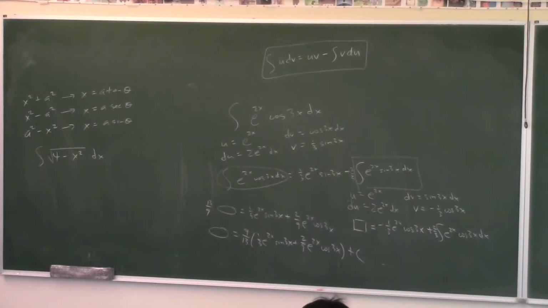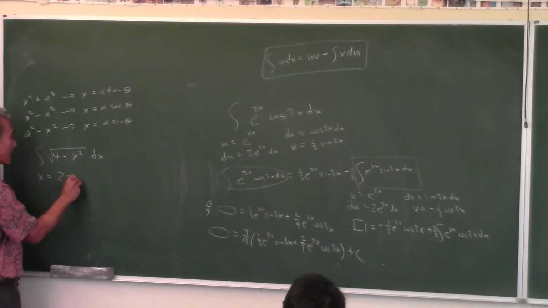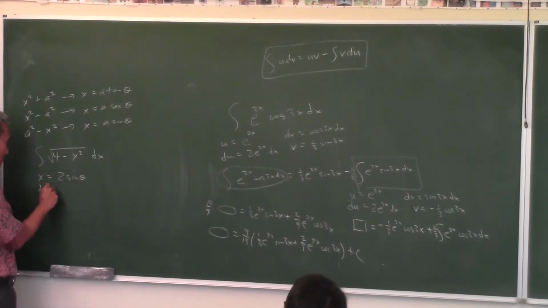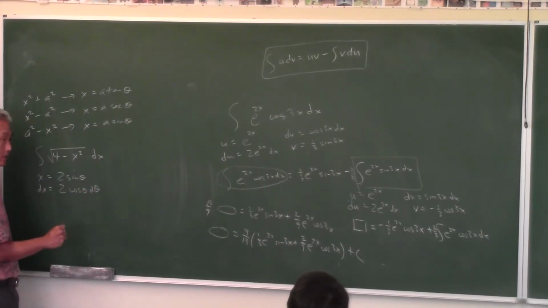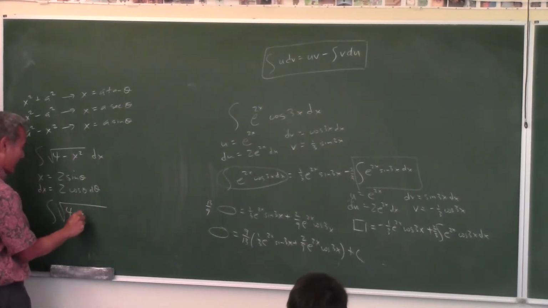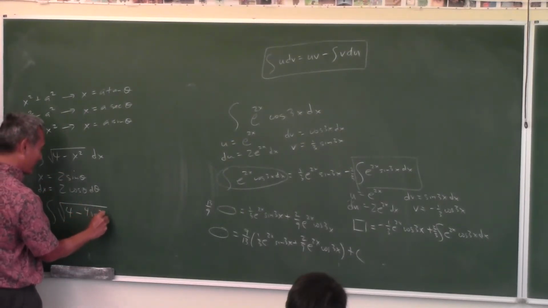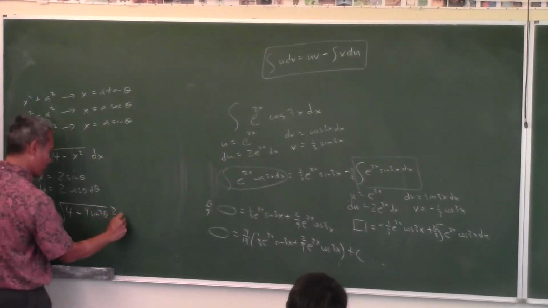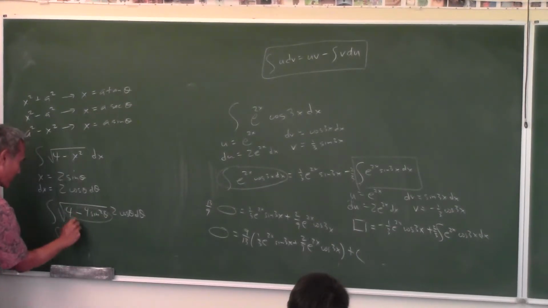So, trig substitution. What would my substitution be? x equals 2 sine theta. dx then will be 2 cosine theta d theta. So this integral becomes 4 minus x squared. Now if this is x, what is x squared? 4 sine squared theta. And dx is 2 cosine theta d theta. So this becomes 4, factor out the 4, 1 minus sine squared theta.